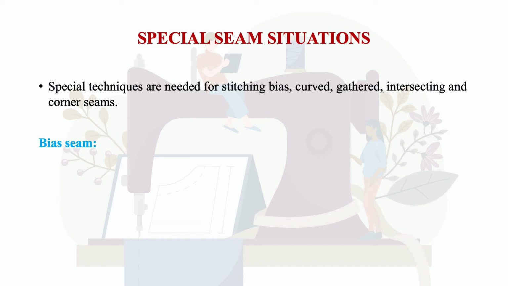First is the bias seam. We have already discussed bias in another unit: bias is a type of grain on the fabric. We have the lengthwise grain, the crosswise grain, and the bias grain. Bias grain means when we cut the fabric at a 45-degree angle, and at that point the fabric is more stretchable.